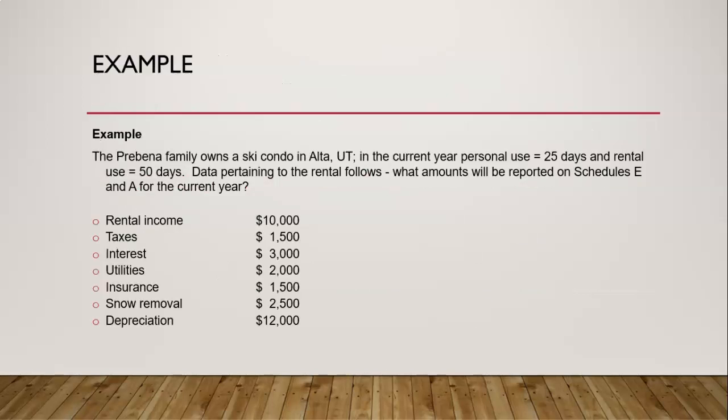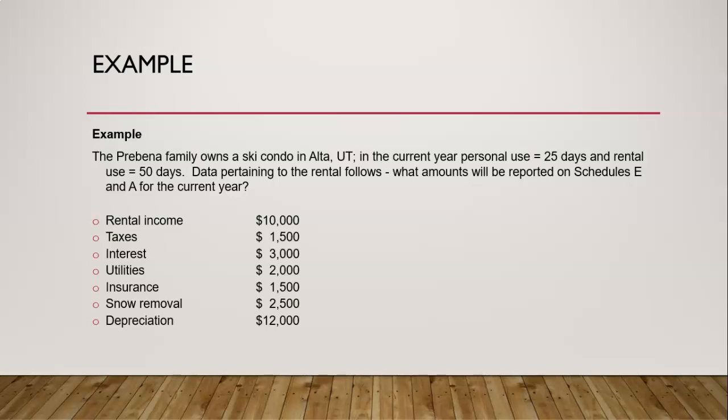Here's the Pravina family owns a ski condo in Alta, Utah. In the current year, the personal use is 25 days and the rental use is 50 days. So the personal use is more than 2 weeks and the rental use is more than 2 weeks. So this is a category 3. Data pertaining to the rental follows, and it wants to know what amounts will be reported on Schedule E.